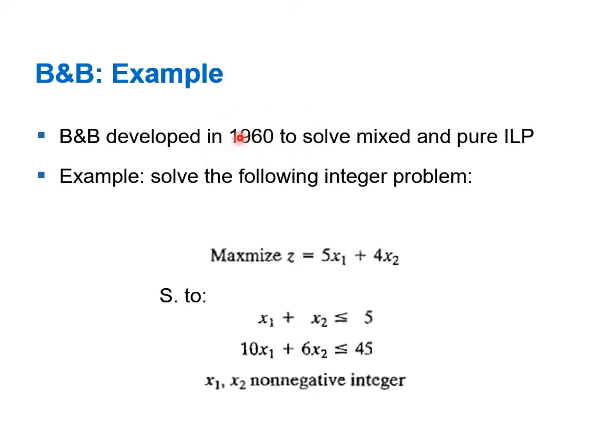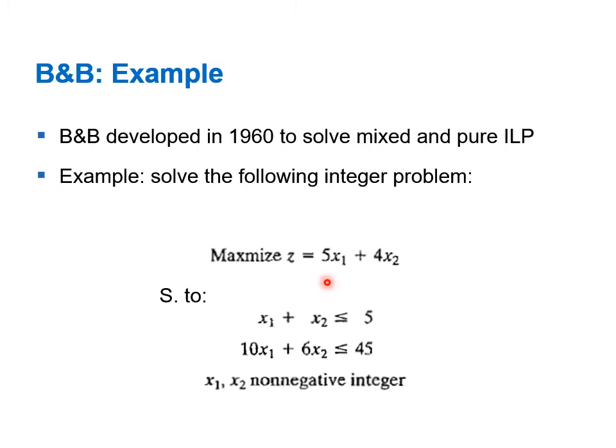And of course, the original version of the algorithm and the current version are not the same. The general idea is the same, but it has improved a lot. And we will learn the branch and bound algorithm by solving examples. Okay, so the example problem that we are going to solve is this one. We want to maximize this objective function 5x1 plus 4x2, subject to 2 constraints, and x1 and x2 are both non-negative and integer.